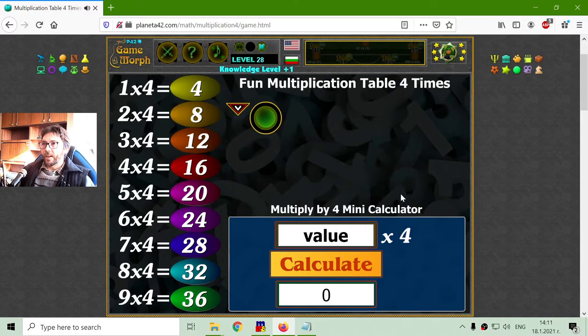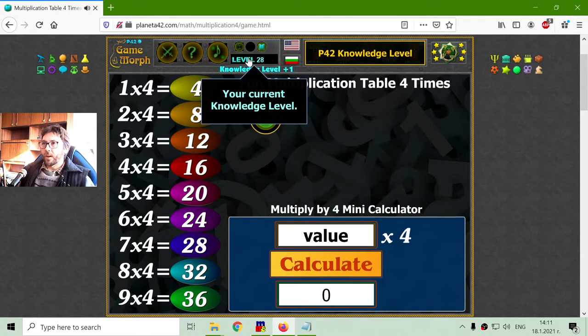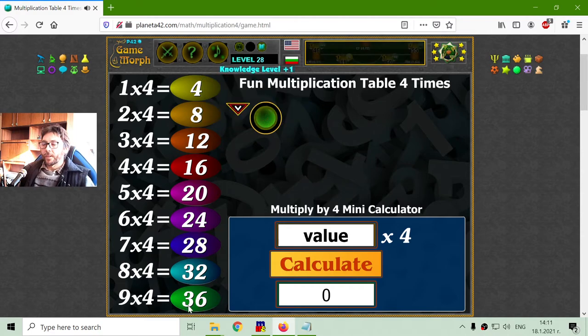Okay, apparently I know more. I got my knowledge level. So this last equation is what? 40 minus 4. Usually the last one. That is how I remember them.